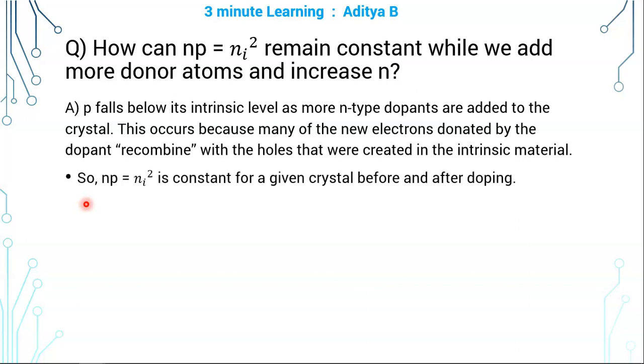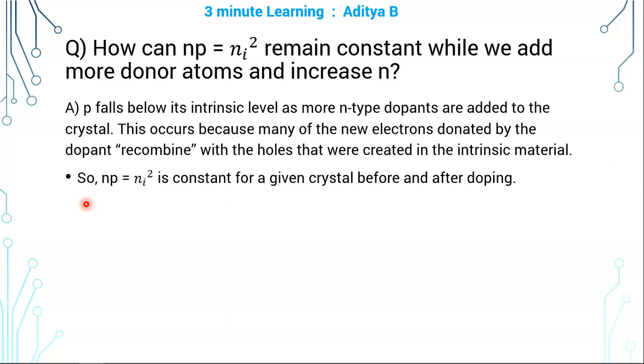So n into p is equal to ni square is constant for a given crystal before doping and after doping. Before doping, depending on the environment temperature, some of the covalent bonds break. If it is absolute zero temperature, 0 Kelvin, then no covalent bonds break. It acts as a perfect insulator. But as temperature rises, because of thermal energy, some covalent bonds break and electron hole pairs are generated. So we have equal number of holes and electrons in this situation.